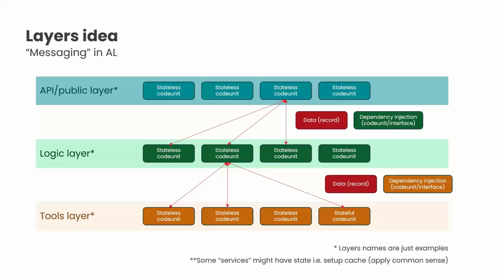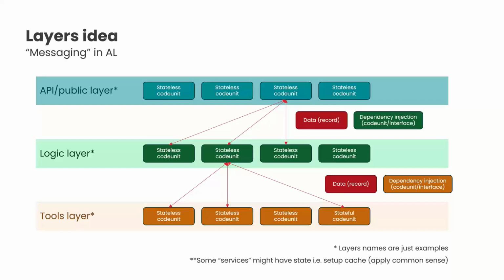So let's go back to this layers idea. How you can do messaging in AL: you can create those codeunits, and think about them as stateless services, or maybe almost stateless. You may still need to keep something internally, but try to minimize the number of global variables in a codeunit. If you don't have any, that's the best thing that you can have.